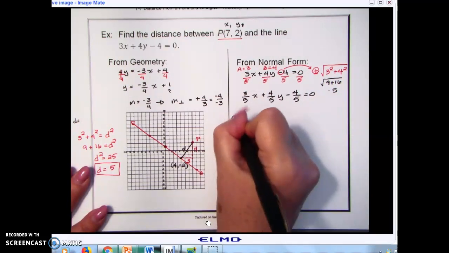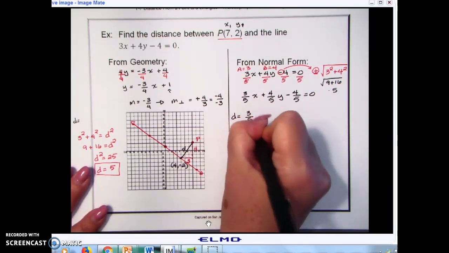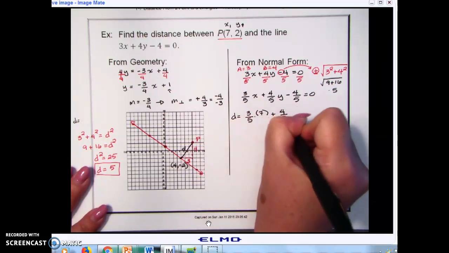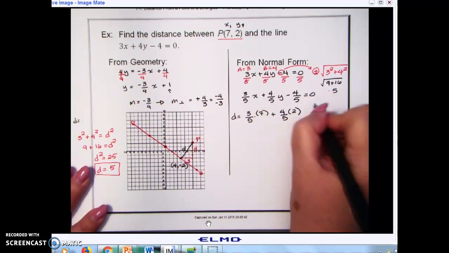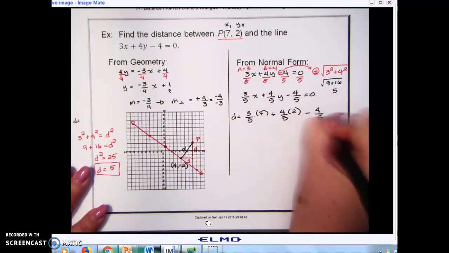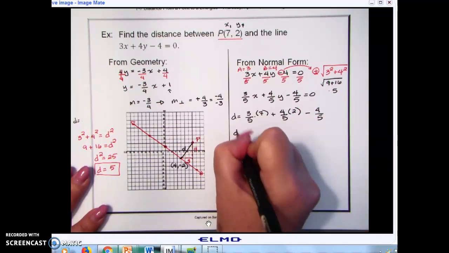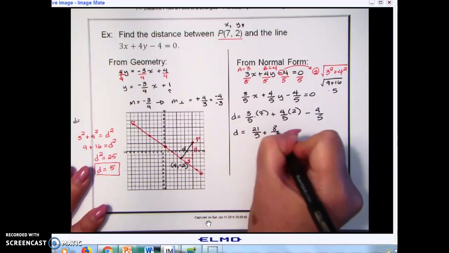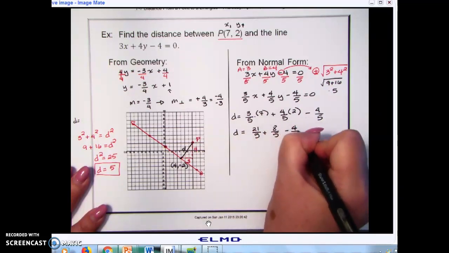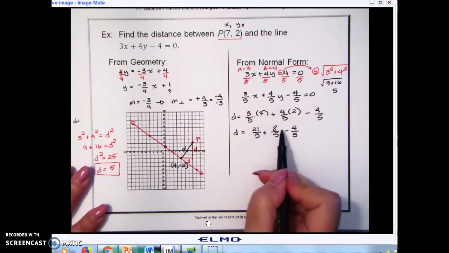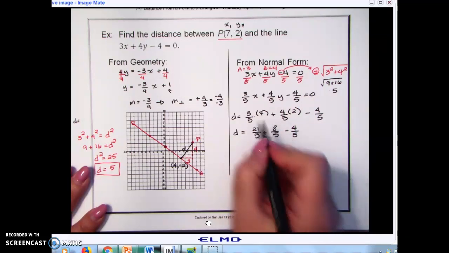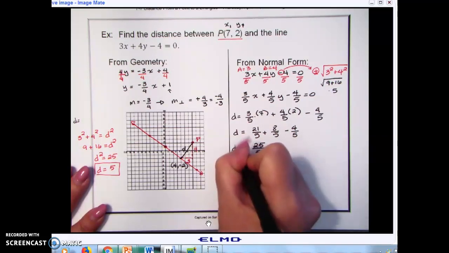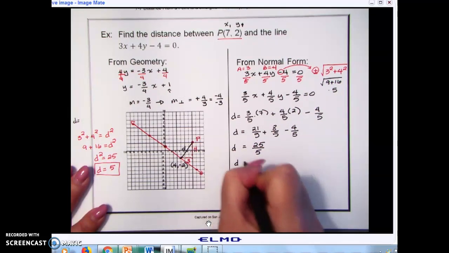So we're going to say that the distance is equal to 3/5 times 7, that's our x1 value, and 4/5 times 2, that's our y1 value, minus 4/5. So when we do that, the distance is going to be 21/5 plus 8/5 minus 4/5. If we do 21 plus 8, we get 29, and 29 take away 4 is 25. So we get 25/5 for our distance, and 25/5 happens to be 5.